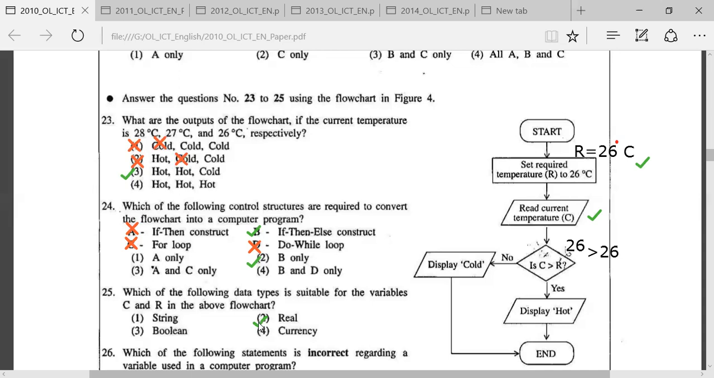So the most appropriate data type would be which one? Real. Second answer option. Right? When you are having integer and real in your answer options, you must choose real because temperatures always or most of the times would be in fractions. That's why it is real. So that's the end of question number 25.